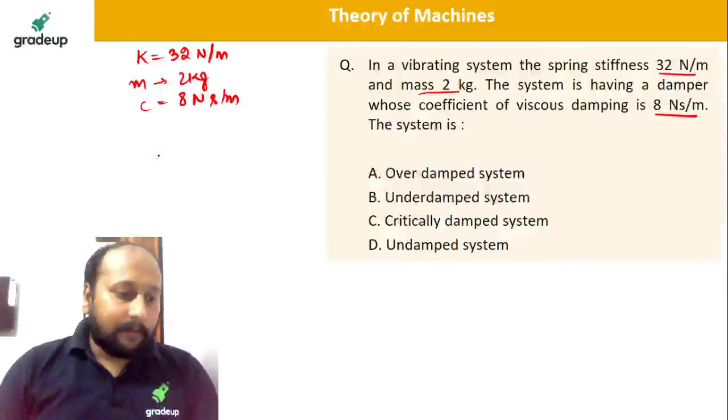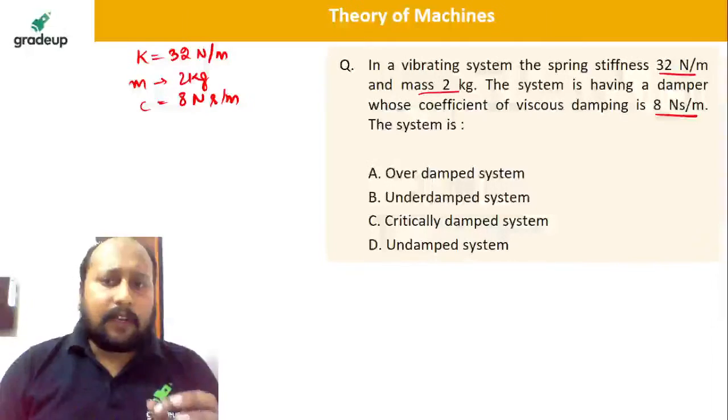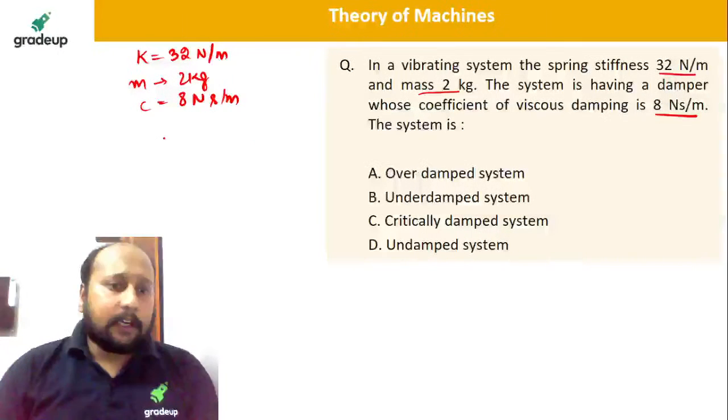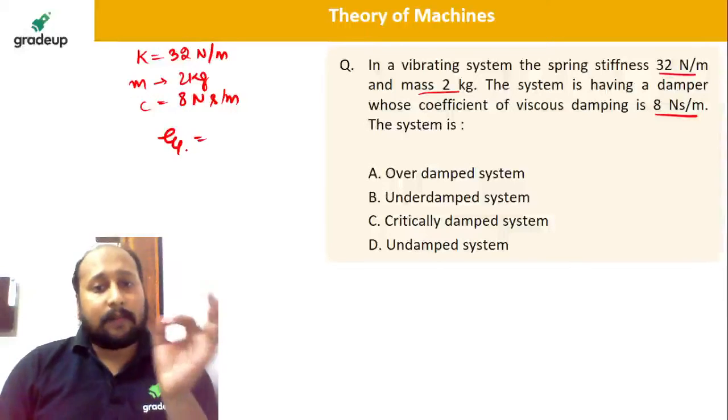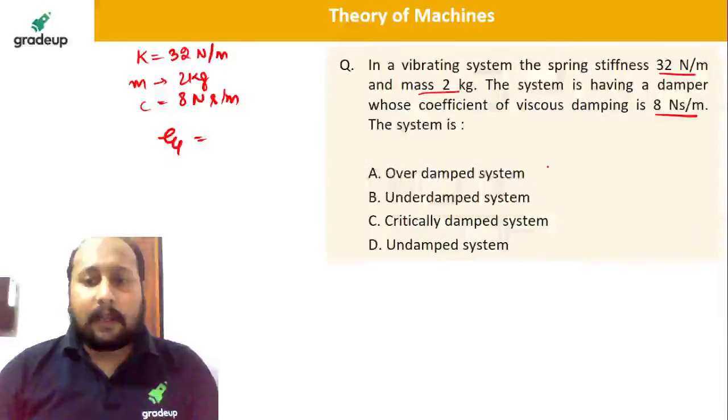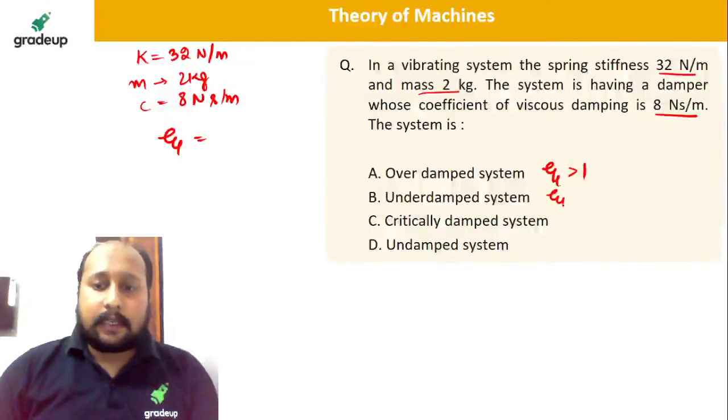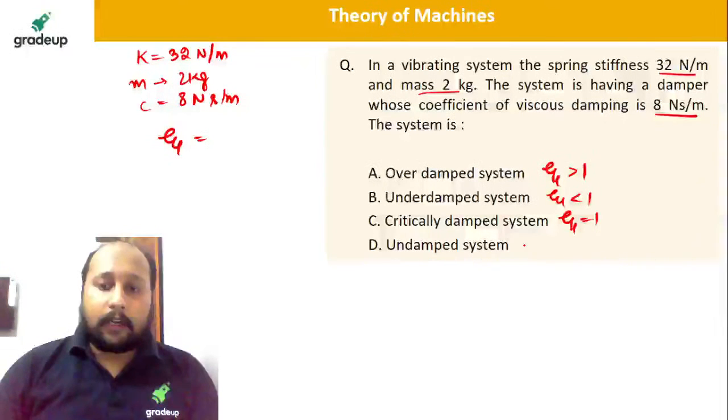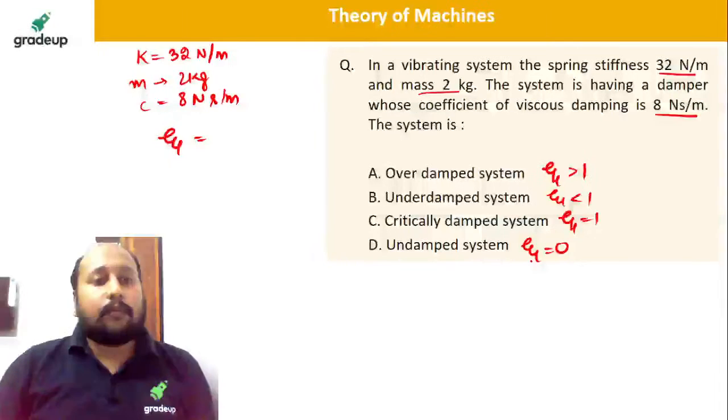Okay, so we are having a mix of answers between A and B. Gaurav is going for A, Vicky is going for C. It's very basic. First of all, we need to identify the zeta value, because on the basis of zeta, overdamped means zeta greater than 1, underdamped means zeta less than 1, critically damped means zeta is equal to 1, and no damping means zeta is equal to 0. So we need to calculate the value of zeta, that's it.